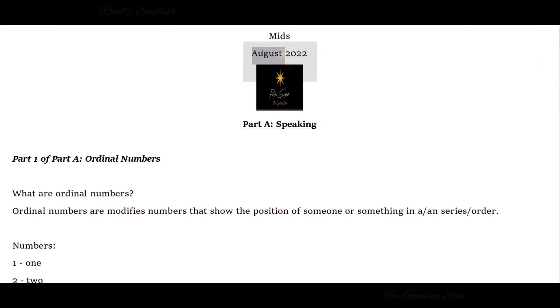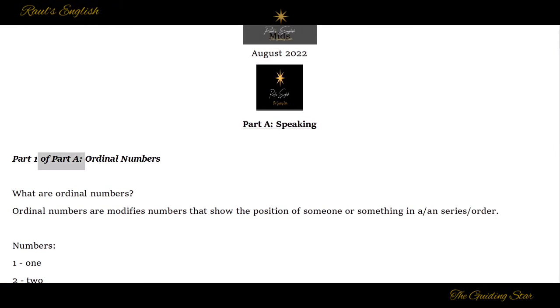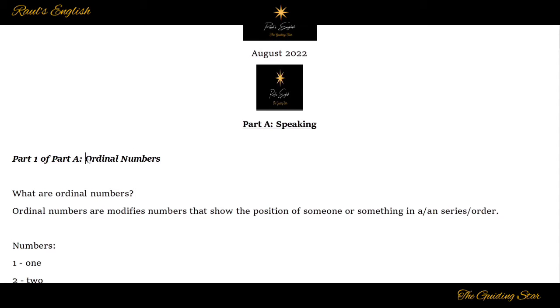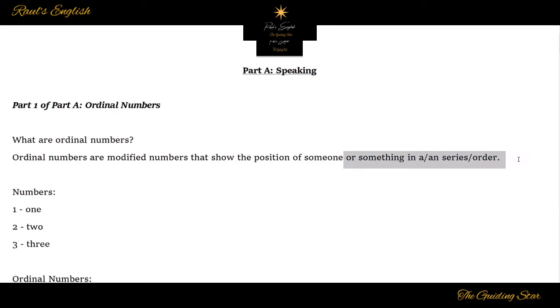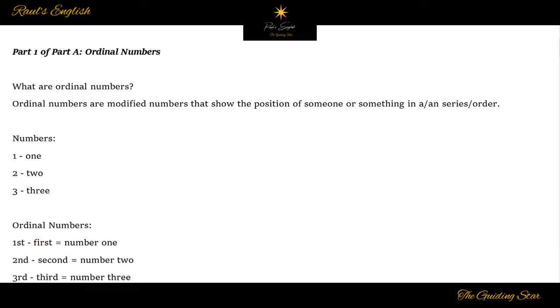Notes for August. Right, let's start off with speaking ordinal numbers. So what are ordinal numbers? Ordinal numbers are modified numbers that show the position of someone or something in a series or in an order. Like 1, 2, and 3, these are just regular numbers.